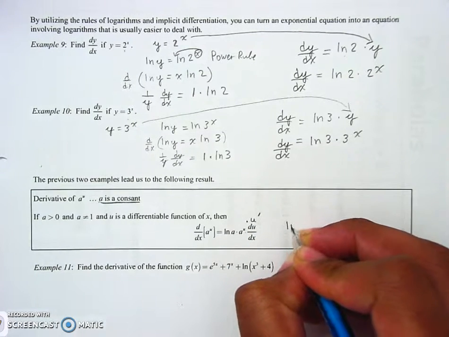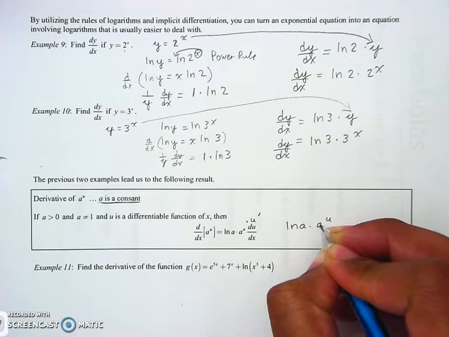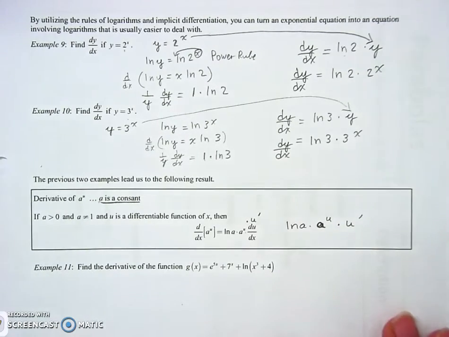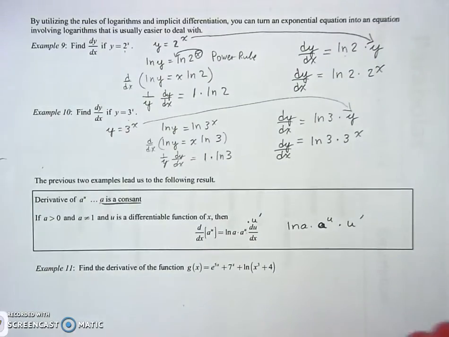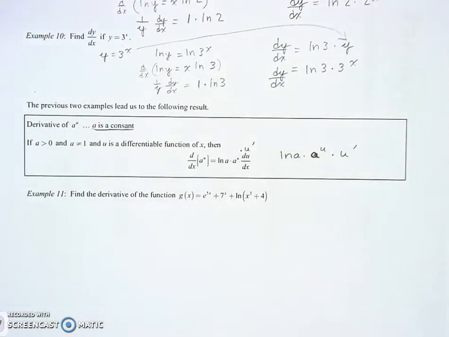So just rewriting it again, it's natural log a times a to the u, sorry, times u prime. Okay, so that's that formula. So we derived it, and it's important to know those formulas. All right, so last thing is example 11, and then we are done, and I can give you the homework.